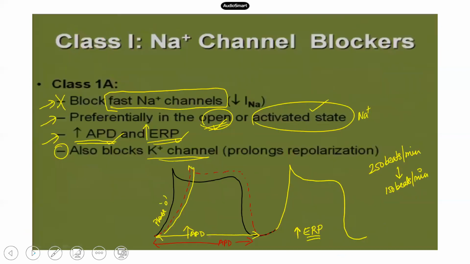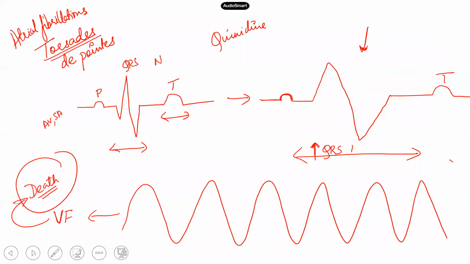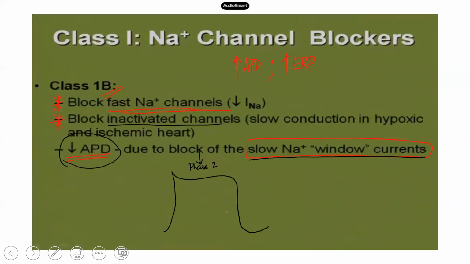So when we go to our actual slide here, what we are seeing is that these class 1B drugs act on the slow sodium window currents, and they won't do anything much to phase 0, they won't do anything to phase 1, but when it comes to phase 2, they will decrease the action potential duration. Now, for any healthy cell, you will call this a pro-arrhythmogenic effect.